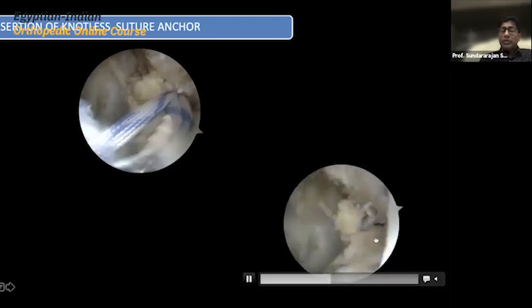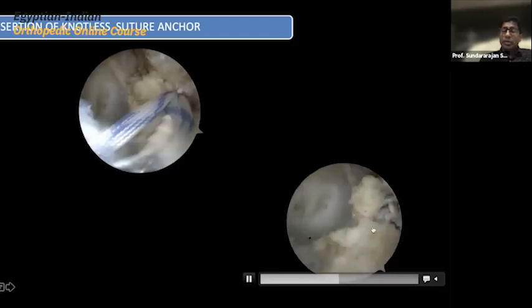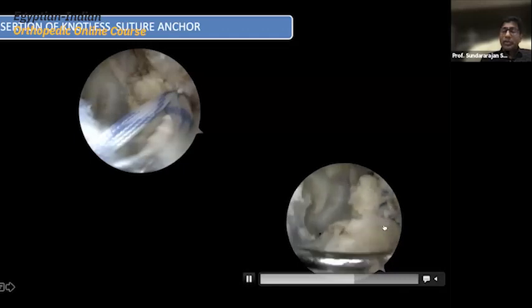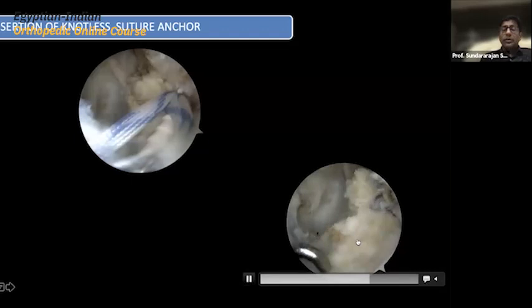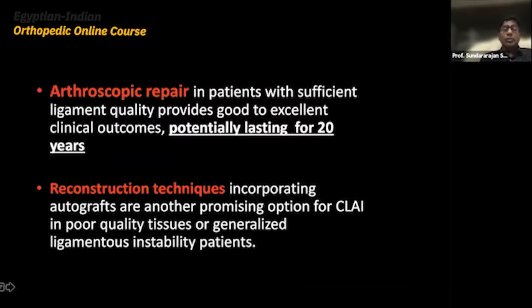After the repair, what you are seeing is the push lock, and what you are seeing in the bed is the ATFL. You can see that now it is very nicely taut, and so that's how you do the all-arthroscopic repair.